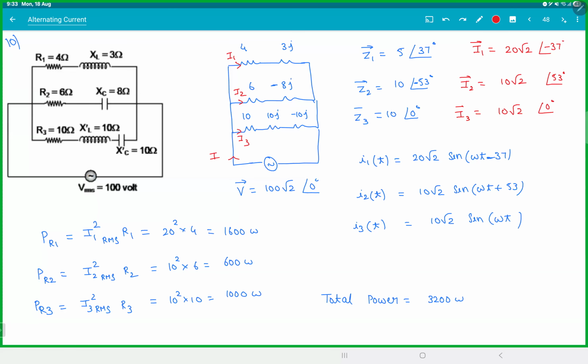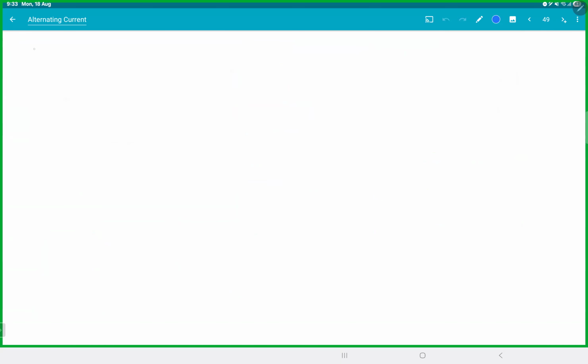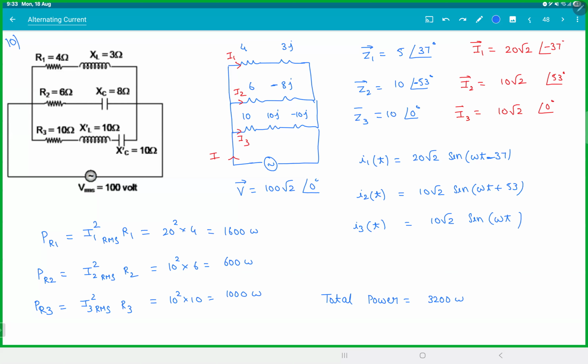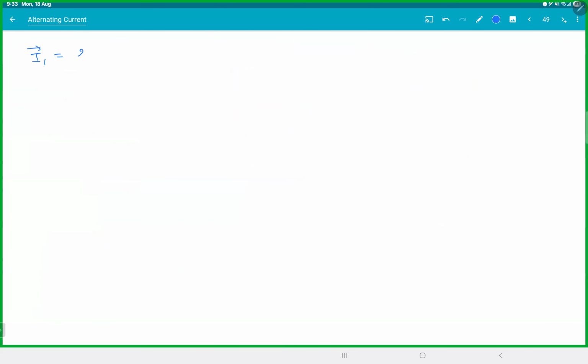I know Z looks bad. Let's see what the current is. So I1 bar is 20 root 2 at minus 37, I2 bar is 10 root 2 at 53, and I3 bar is 10 root 2 at 0.